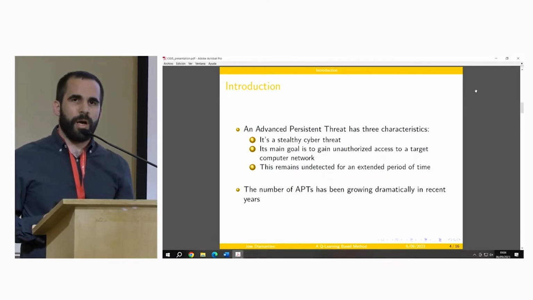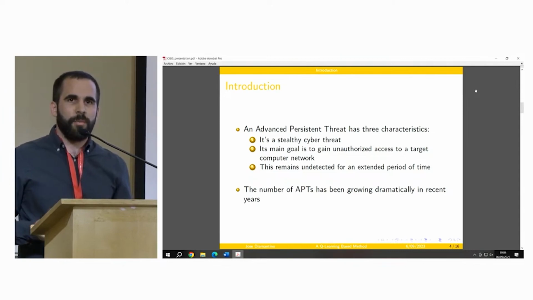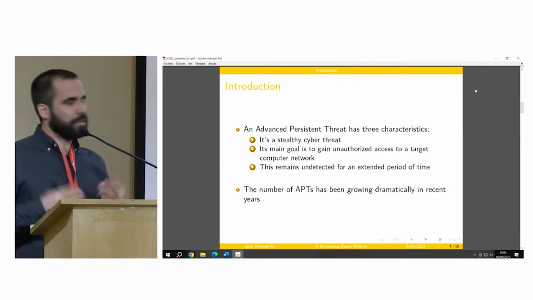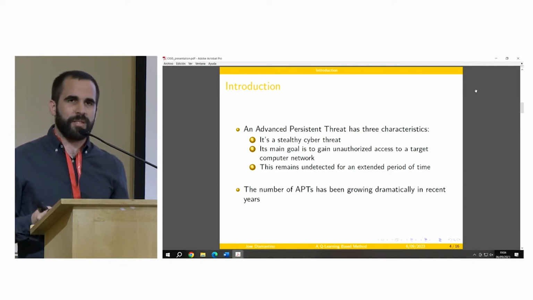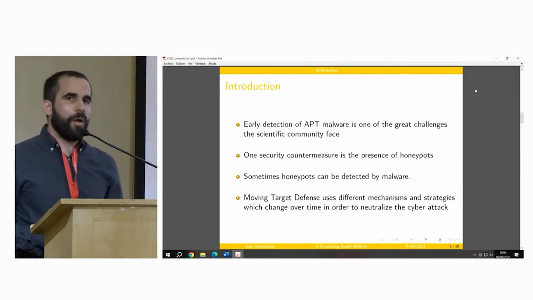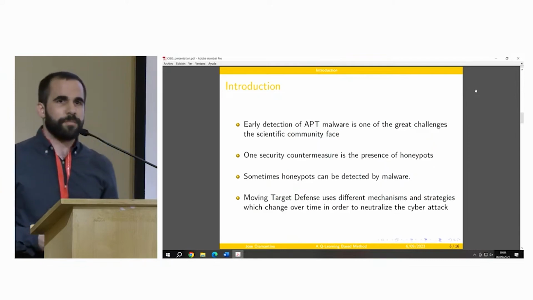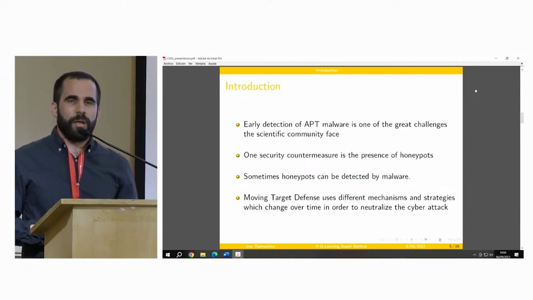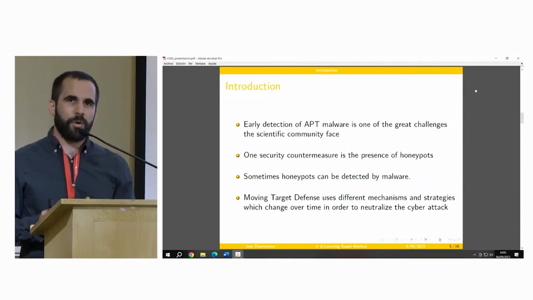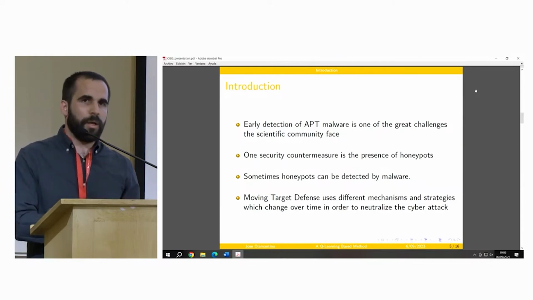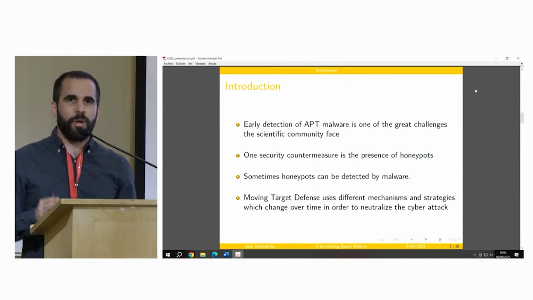The number of APTs has increased a lot recently because this type of malware is very dangerous. Early detection of APTs is one of the main challenges that the scientific community faces. However, I'm not going to focus on detection. I'm going to focus on countermeasures.